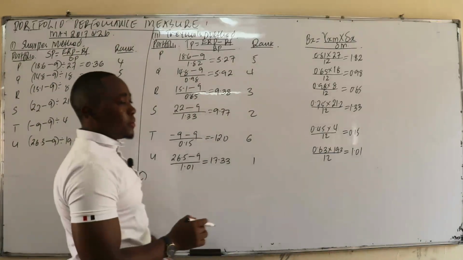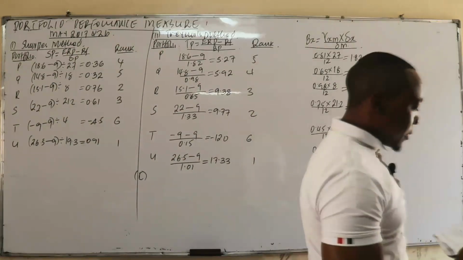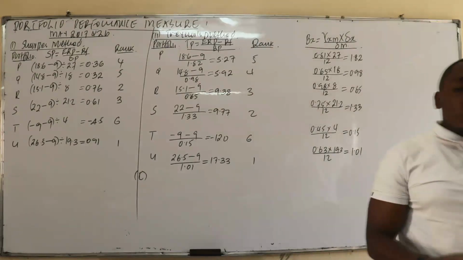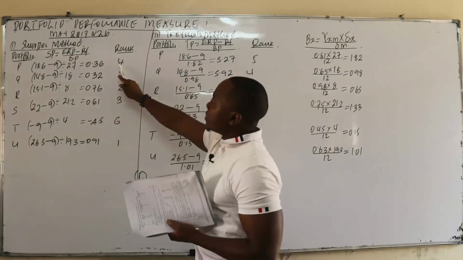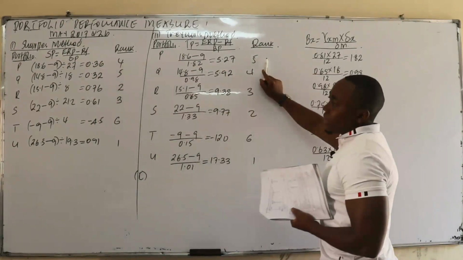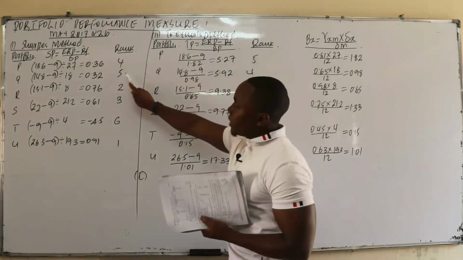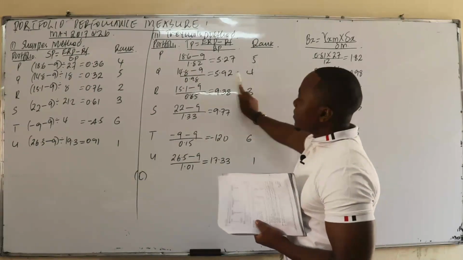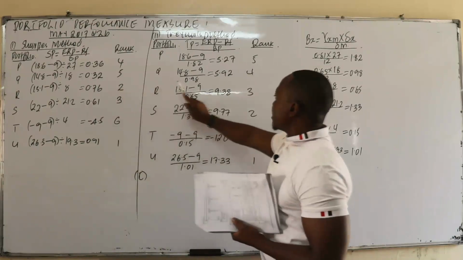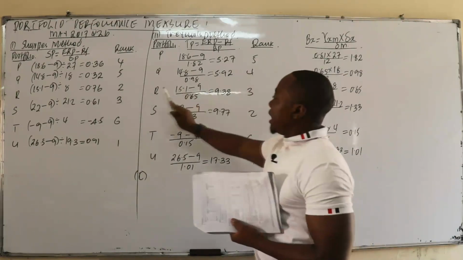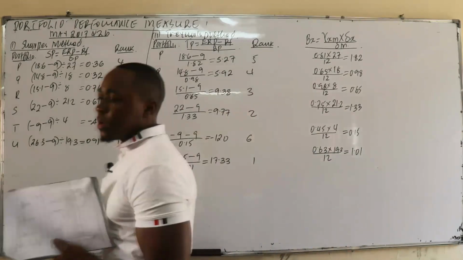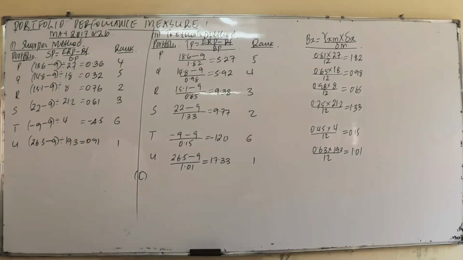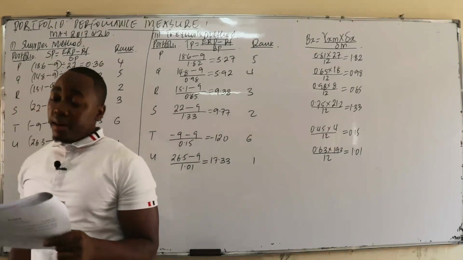Part C of the question. Compare the ranking. So first of all, let's compare the ranking. Now using the Sharpe, P was number four, here P is number five. Q number five, here Q number four. Number two here, it's number three. Number three here, number two here. Are the rankings the same? No. So now the question was, compare the ranking using the two different methods in B above and explain two reasons behind the differences.